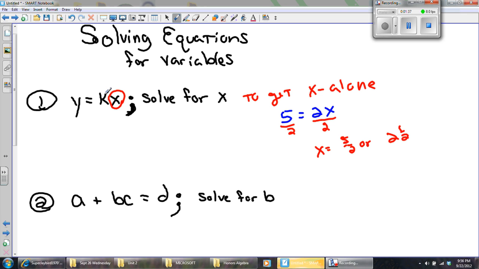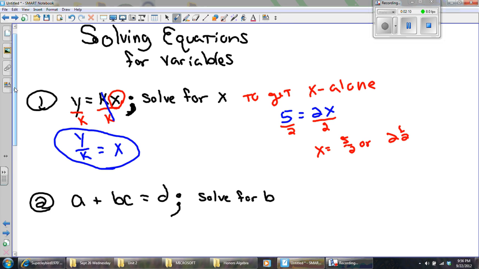I know that k is keeping the x from being alone. It's attached by multiplication. Two letters next to each other means multiply, just like 2x means 2 times x. So I'm going to divide by k on both sides. Now, some of you are going to freak and go, I don't know how to do that. It's simple. K's cancel. The right-hand side has x. The left-hand side has y over k. You can't do anything else because you don't actually know the values of y and k. That's it. It's a cake problem.